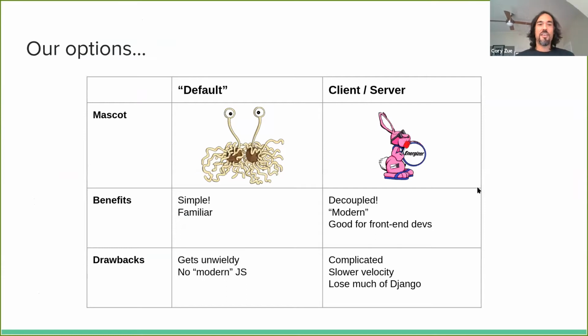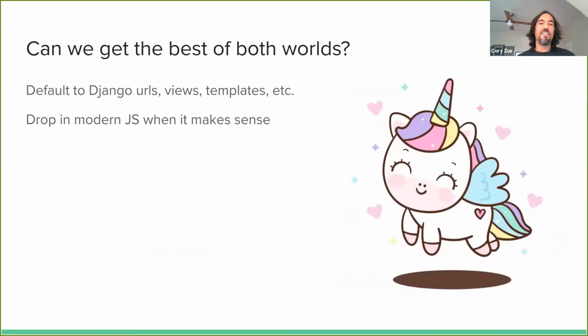And so these are options. Do we need to choose between this nice, simple, familiar thing that doesn't necessarily scale all that well, that gets kind of unwieldy, or this beautiful decoupled modern thing that slows us down and makes us throw away a lot of what's in Django? And thankfully, the answer is no.